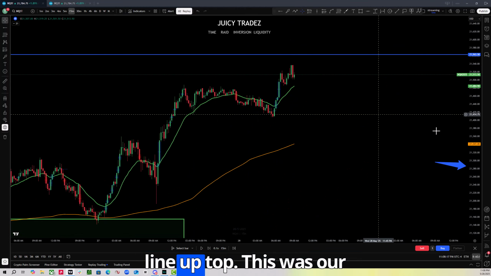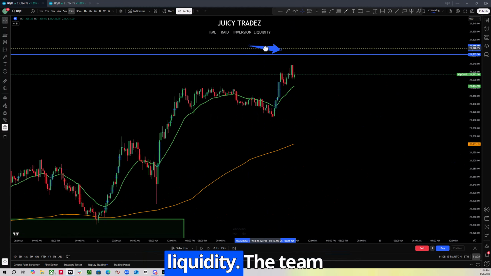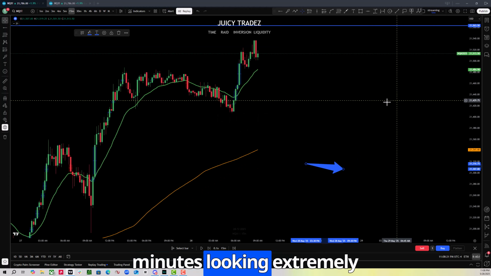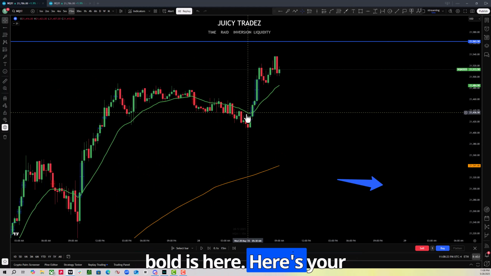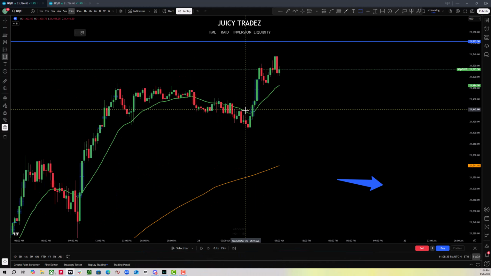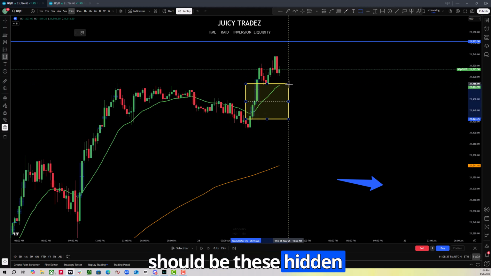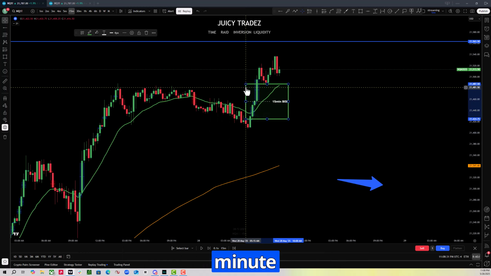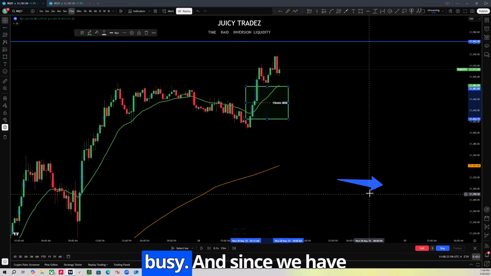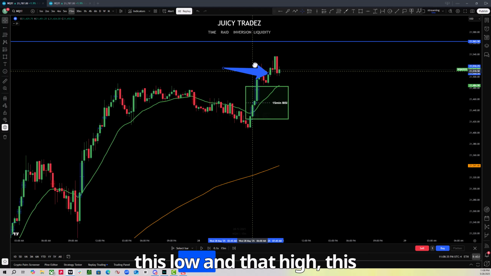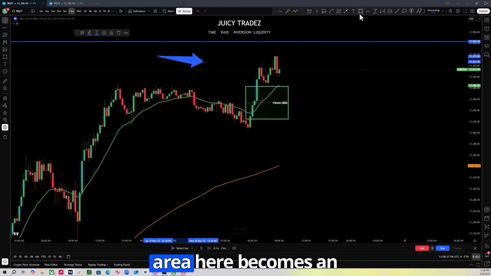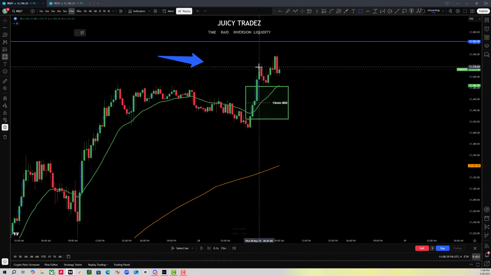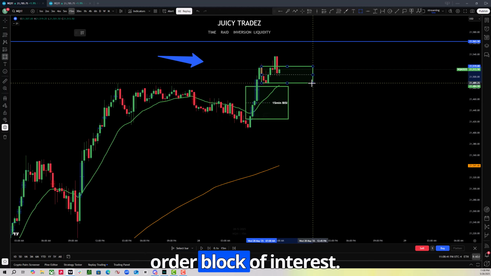Again, this blue line up top, this was our target and draw of liquidity. 15 minutes looking extremely bullish here. Here's your area of interest, which would be these PD arrays here. I'm going to mark these off as the 15-minute BISI. And since we have this low and that high, this area here becomes an order block. This whole area here is an order block of interest.